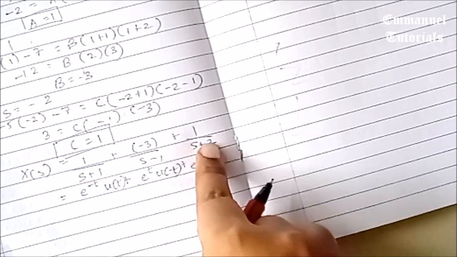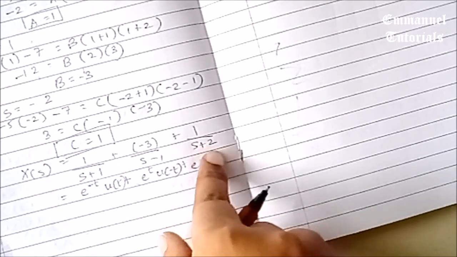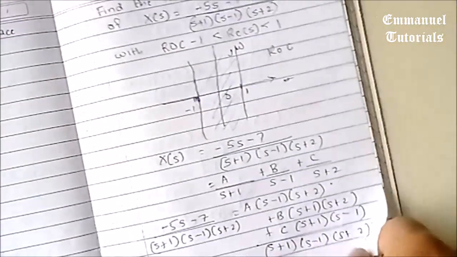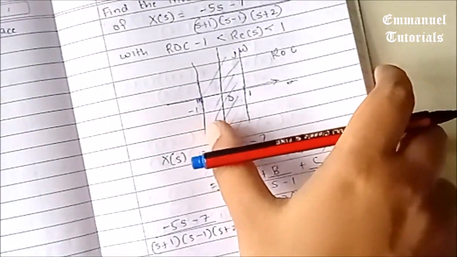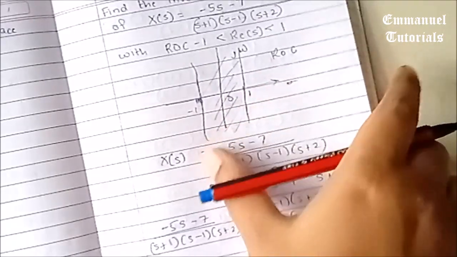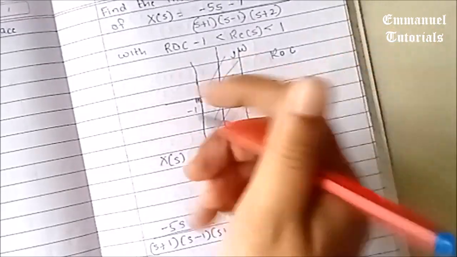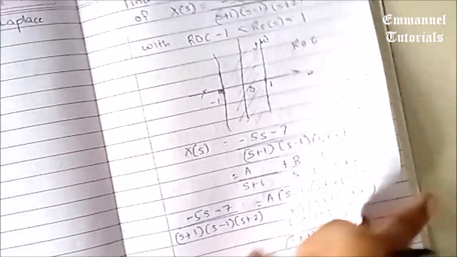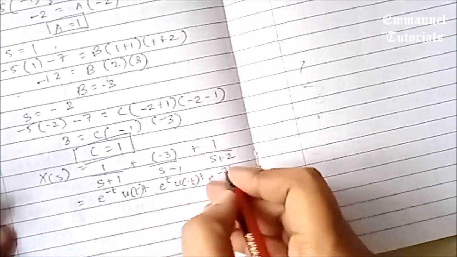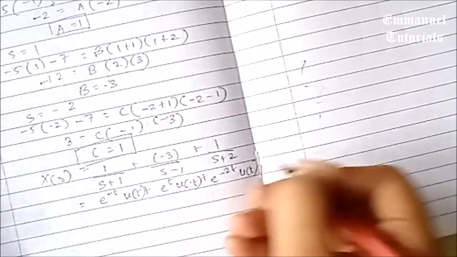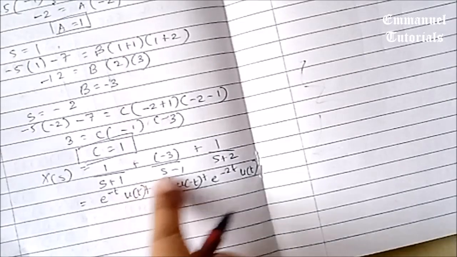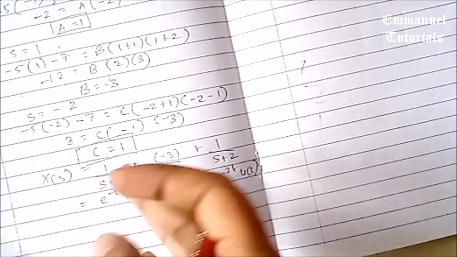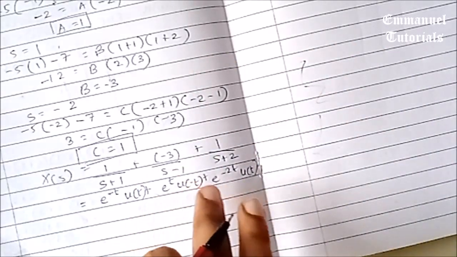Now next, third term, S is equal to minus 2. So for S is equal to minus 2, our pole is lying at the left hand side of the S plane. And we can see that the ROC is greater than minus 1. And our pole is here. So can we say that it's a right-handed signal? So again, it's going to be multiplied by u of t. So u of t, u of minus t, u of t, because of the ROC.